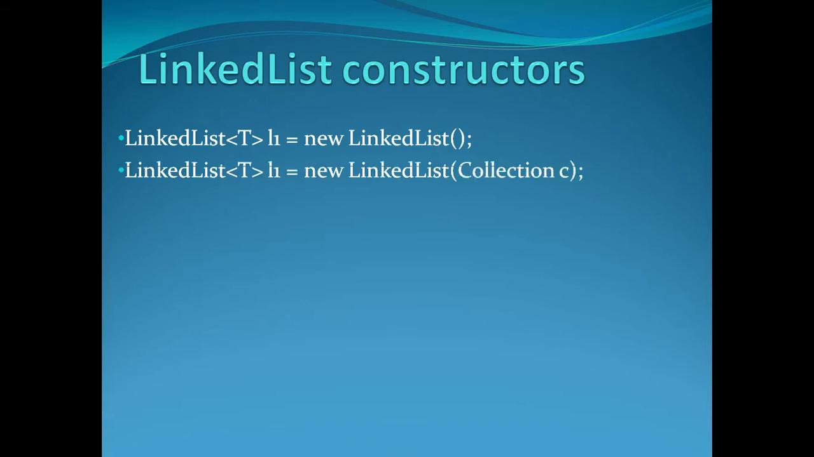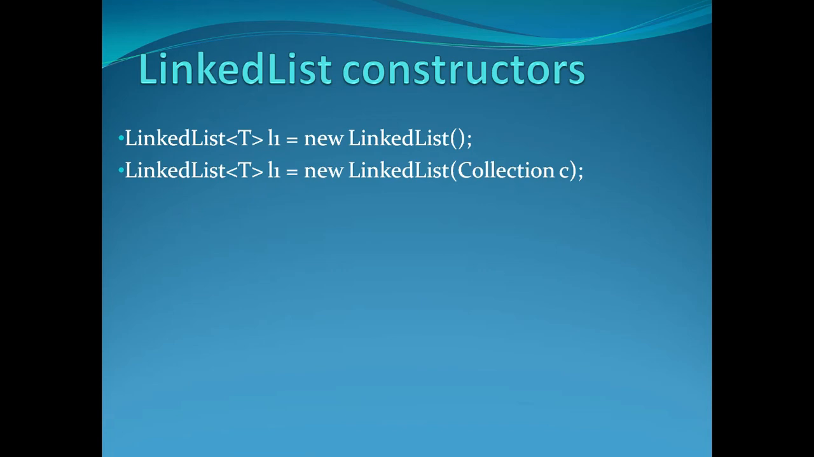Now the second one is the constructor which takes a collection as its argument. Here collection is nothing but any collection, that is, you can specify an array list or a set, like that. It means if you have any existing collection you can convert it into a linked list. So that is the second constructor, a new linked list which takes a collection as the parameter. Those are the two constructors available in the linked list.